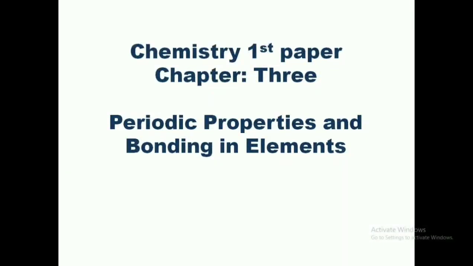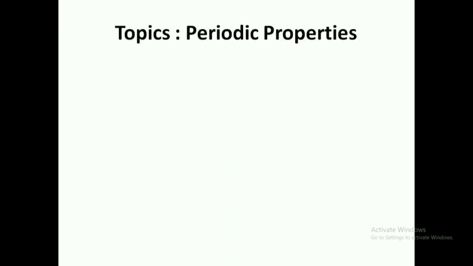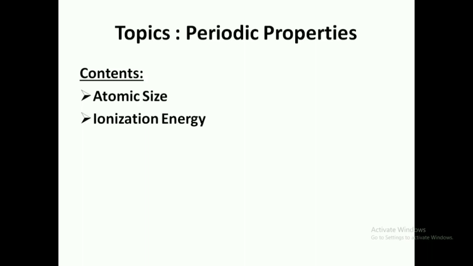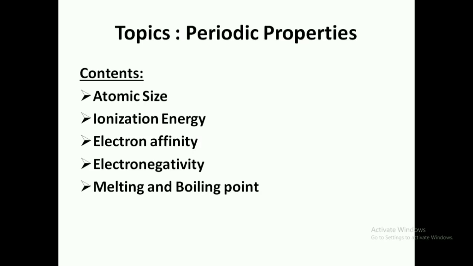Dear students, today I am going to give a class from Chemistry First Paper, Chapter 3. The chapter name is Periodic Properties and Bonding in Elements. My topics are periodic properties, contents, atomic size, ionization energy, electron affinity, electronegativity, and melting and boiling point.